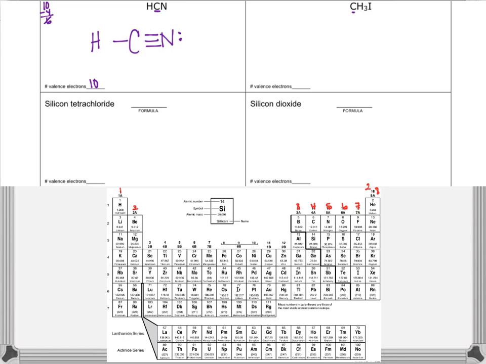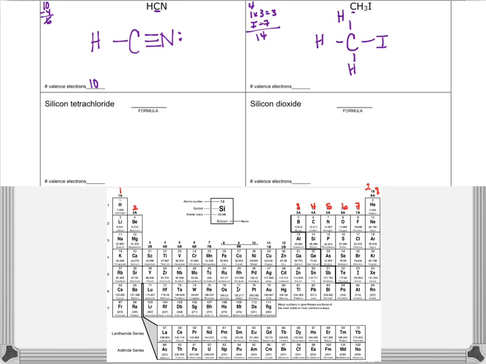Before we do that, though, we have to identify the number of valence electrons. We know carbon has 4. Each hydrogen has 1, but we have 3 hydrogens. So there's 3. And each iodine has 7. So 7 plus 3 plus 4, we have 14 valence electrons. All right, so carbon's my central atom. Here's hydrogen, hydrogen, hydrogen, and here's iodine.